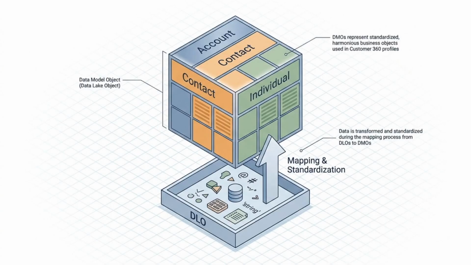Now, to connect DLOs to DMOs, Data 360 uses data mapping. This is the step that aligns source fields to the standardized structure. In simple terms, data mapping tells the system where each piece of source data belongs.